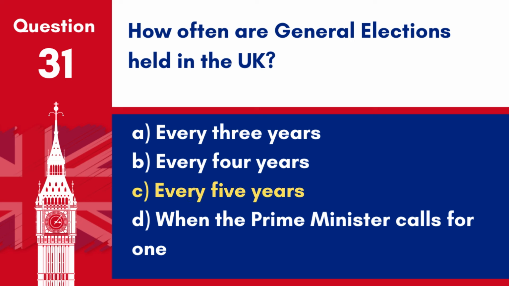Answer: C. Every 5 years. Under the Fixed Term Parliaments Act 2011, general elections are scheduled to occur every 5 years.